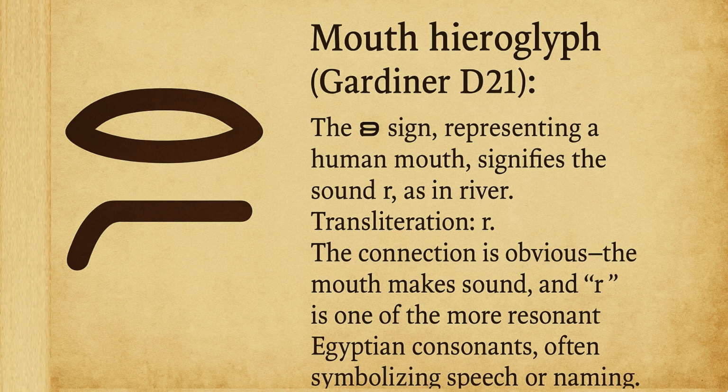10. Mouth hieroglyph, Gardiner D21. The sign, representing a human mouth, signifies the sound R, as in "river." Transliteration, R. The connection is obvious. The mouth makes sound, and R is one of the more resonant Egyptian consonants, often symbolizing speech or naming.